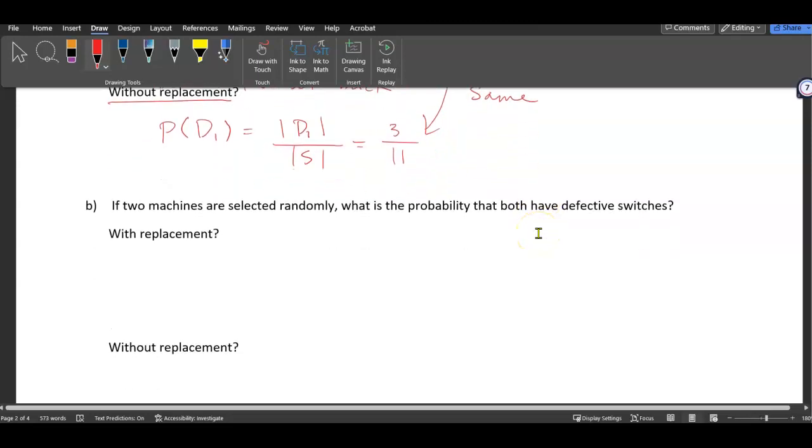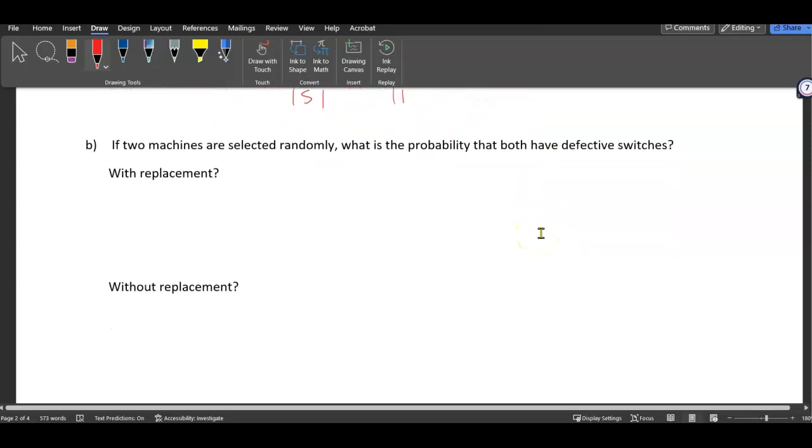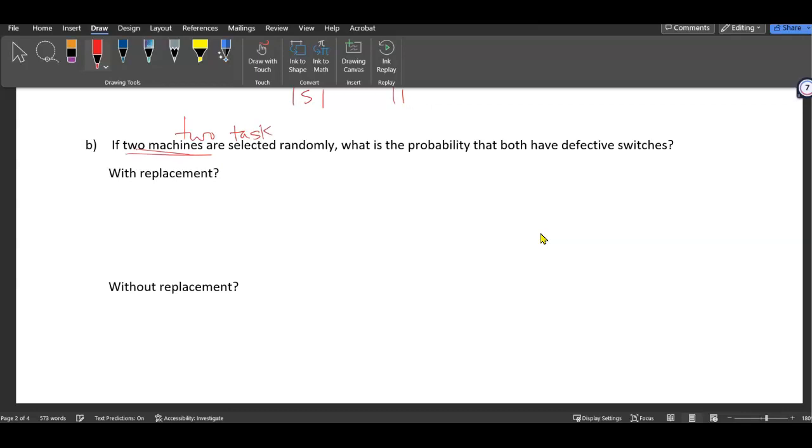However, part B, if you have 2 machines, that means 2 tasks, right? 2 tasks means we have a compound event, and so then we have to think about what with replacement means. So what does this mean for both of them being defective?